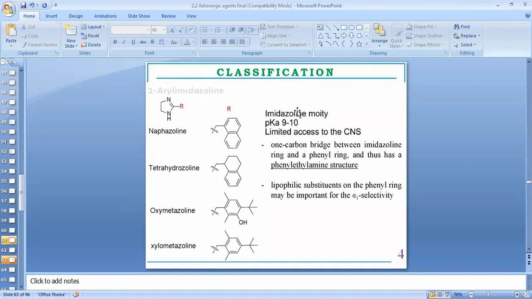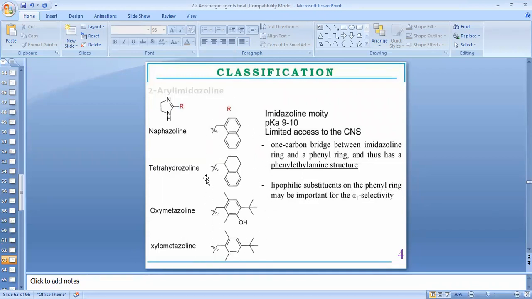Imidazole moiety has a pKa value between 9 to 10. So they are going to have the limited access to the central nervous system. कारण त्यांचा pKa खूप जास्त आहे. So one carbon bridge between the imidazole ring and a phenyl ring, thus it has a phenyl ethylamine structure. Then they are going to have the lipophilic substituent. हे सगळे जे काय आहे ते lipophilic.